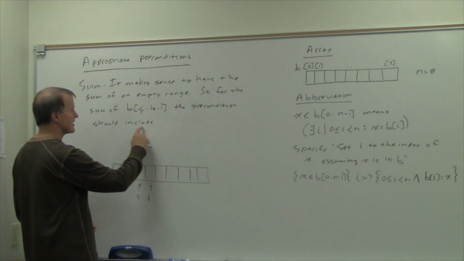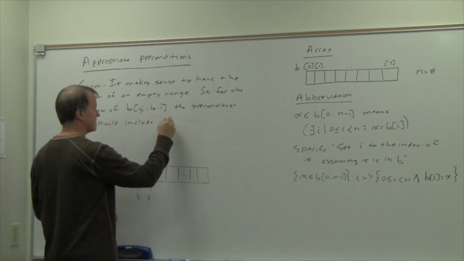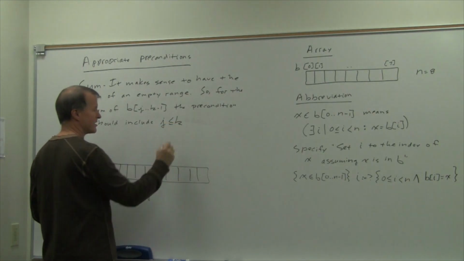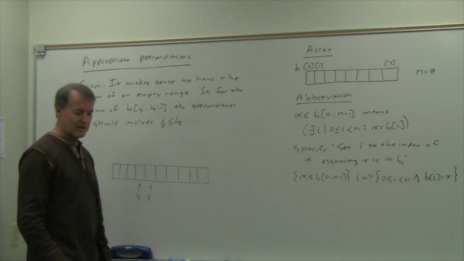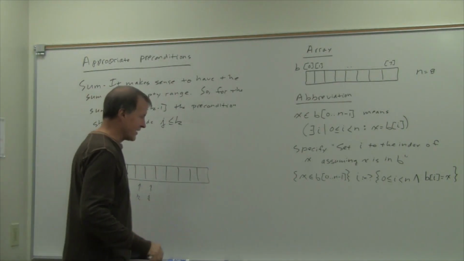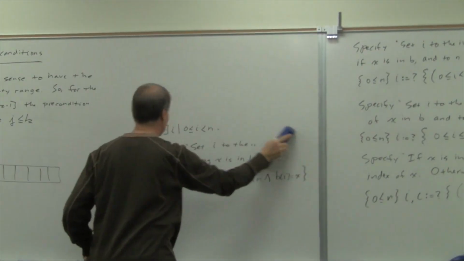So what should this include? J is less than or equal to K. Now, does everybody see how that worked? All right. Now, what about max on the other hand? Because I said on the other hand, you know it's not going to be the same.